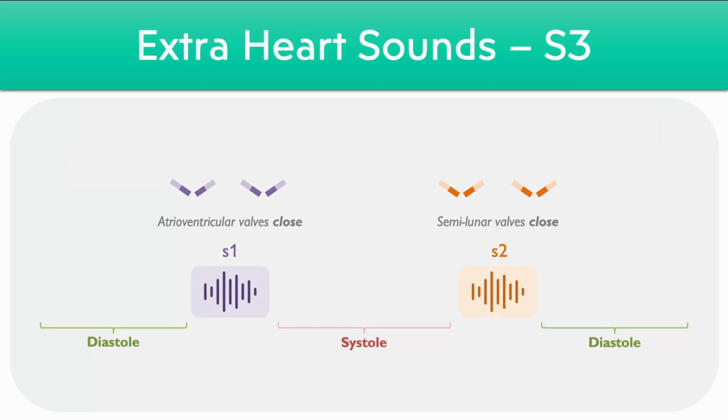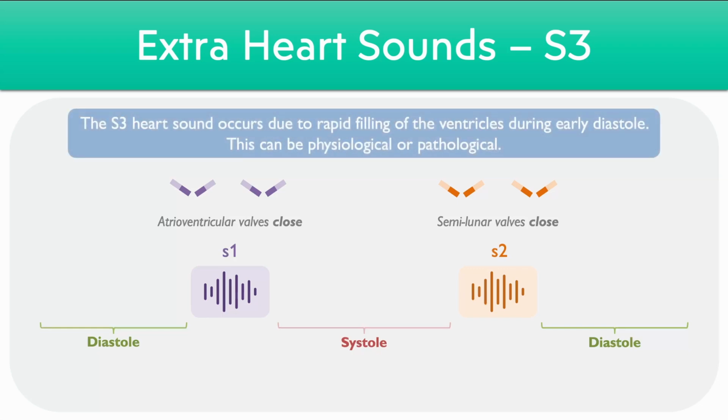Having understood the normal heart sounds, we can now move on to abnormal sounds, such as the S3 sound, which is caused by rapid filling of the ventricles during early diastole. The S3 sound can be physiological or pathological, and because it occurs in early diastole, this would be immediately after the S2 sound, and as above, it's caused by rapid filling of the ventricles. Let's take a listen to how this would sound.